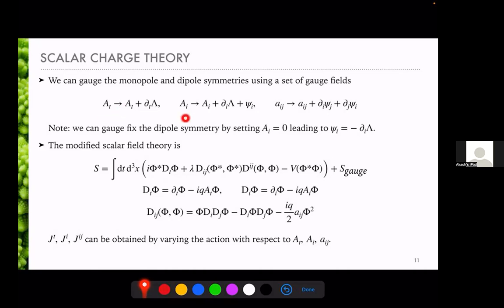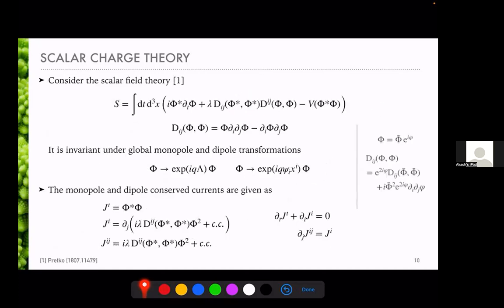A_t and A_i are the usual gauge fields, and they will transform by the usual d lambda term here, and this will lead to the U1 transformations. But in addition, I'm going to introduce a symmetric gauge field, and the symmetric gauge field along with this vector gauge field here will transform with some vector parameter psi_i. And you can quickly check that if A_i couples to J^i and A_ij couples to J^ij, then this precisely leads to the conservation equation that I mentioned.